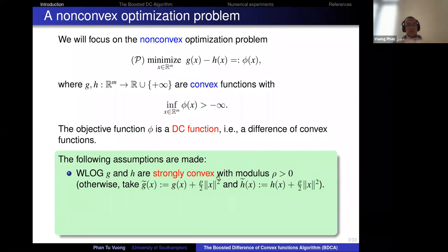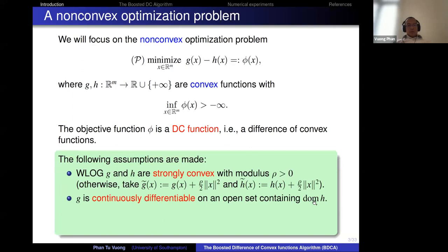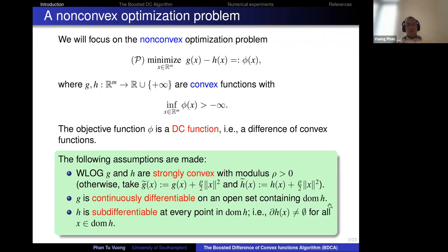Let me make some assumptions on the problem we are considering. Firstly, we can assume that both g and h are strongly convex. Otherwise, we can add a strongly convex term like rho over 2 times the norm of x squared to both sides, both g and h, and we obtain the difference of two strongly convex functions with modulus rho. We also assume that the first function g is smooth on an open set containing the domain of h, and the second function h, the concave part, is subdifferentiable.